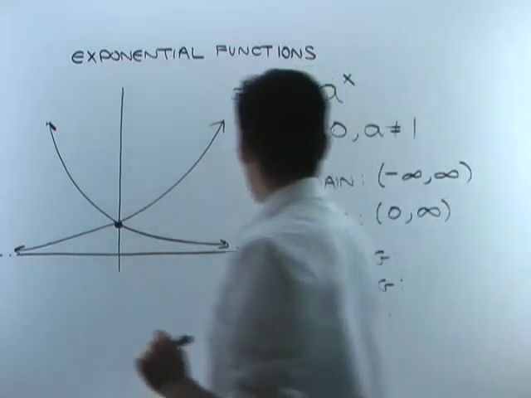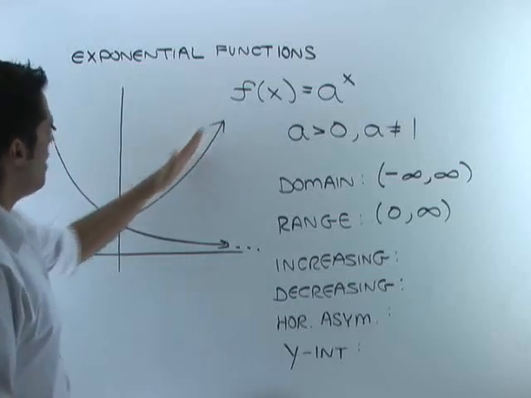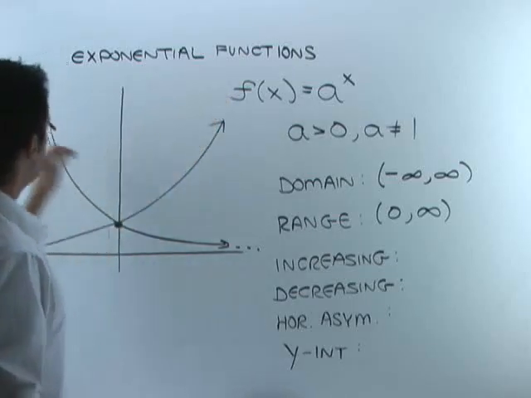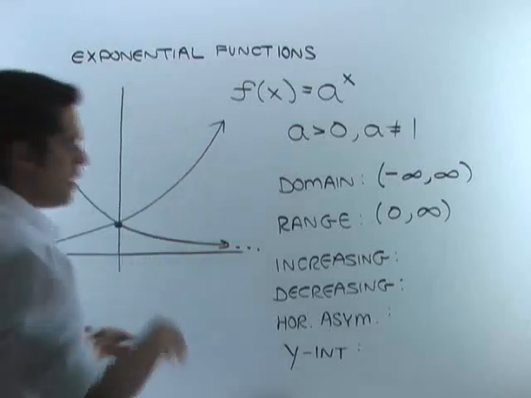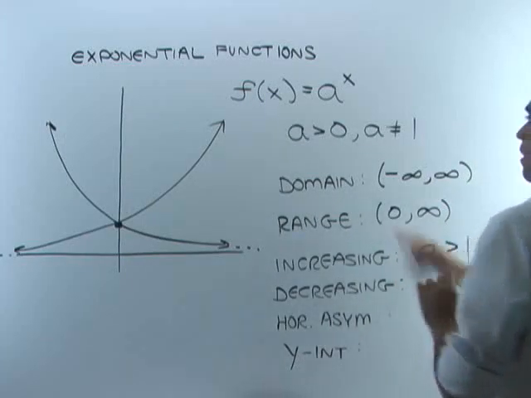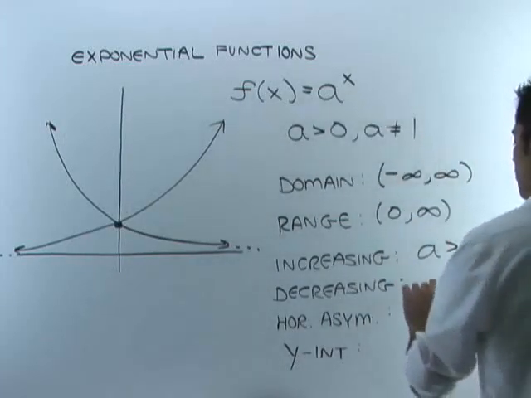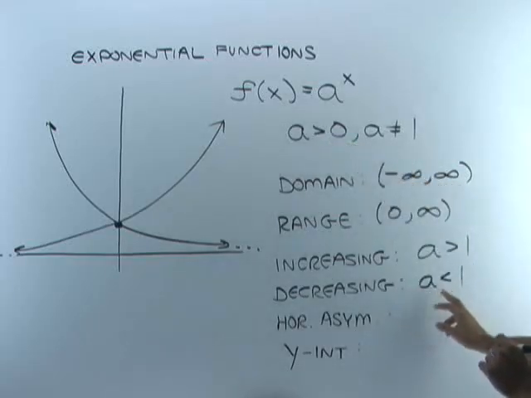Now, is your function going to be increasing or decreasing? Well, increasing is this case: as you move from left to right, you're going up. Decreasing is this case: left to right, you're moving down. Well, it's only going to increase if the a on the base is greater than 1. It will decrease if the a is less than 1, and of course greater than 0, but less than 1.